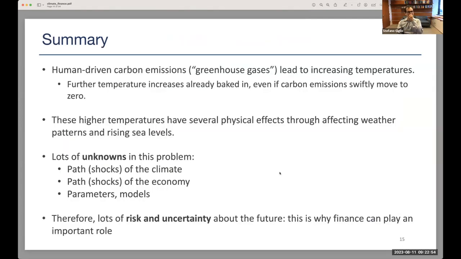So what's the summary? This is a very brief summary. There has been a clearly human-driven increase in carbon emissions that has led to increasing temperatures. Some of this is irreversible, which is going to produce risks that are not entirely avoidable, even if we start cutting emissions quickly. We're going to have physical damages through weather patterns and sea level rises. And I do want to emphasize that a lot of this is actually unknown. These are all projections, but there's a lot we don't know. We don't know exactly what is going to happen to the climate.